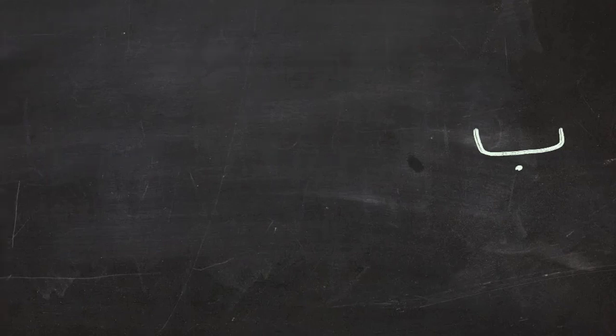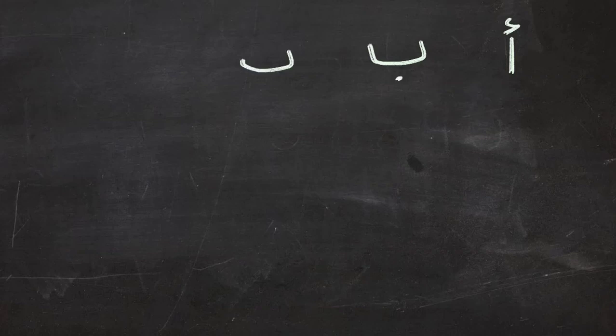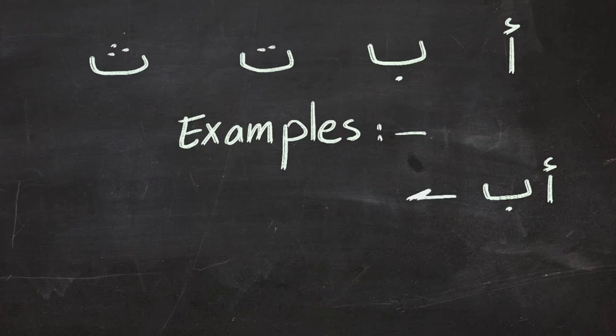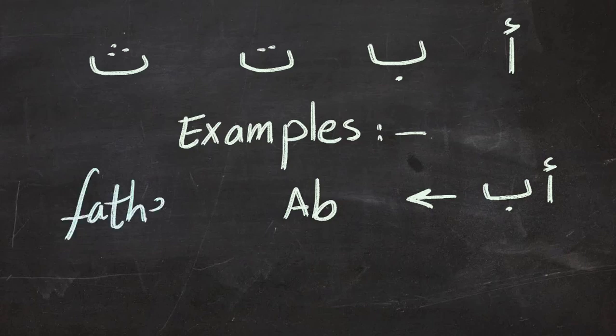So far we've covered 4 letters, the alif, ba, ta, tha, and we're going to have some examples to be able to read your very first words in Arabic. We're going to make some simple words using these 4 letters, like the word ab. And this is how it is pronounced in English. Ab. And it means father. Ab means father.